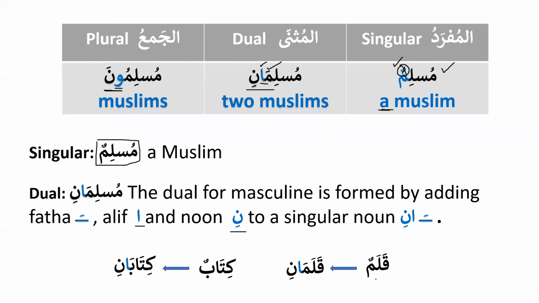Now look at the example. For example, we have qalamun, and the dual is what? Qalamani. Similarly, we have kitabun, and the dual is kitabani. If I give you any noun today, inshallah, I'm sure that you can make dual for that. For example, we have salihun, and the dual will be salihani. Similarly, we have mu'minun, and the dual will be mu'minani. And if we have kafirun, the dual will be kafirani. So this is how we are going to make the dual or al-muthanna.